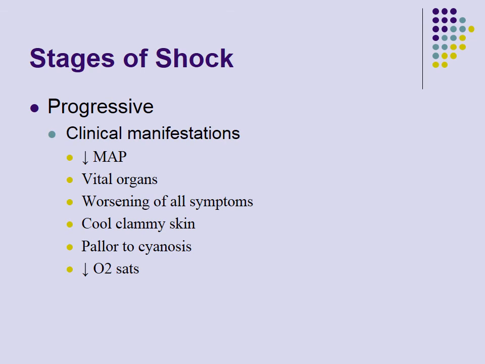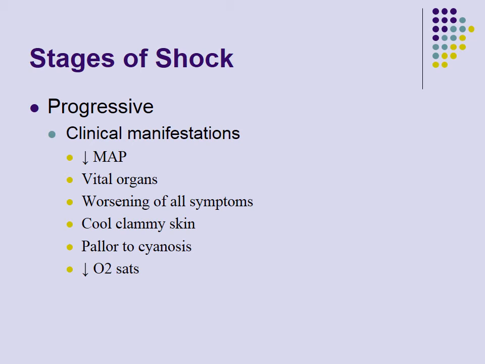The third stage of shock is progressive. The clinical manifestations that we'll see here are your mean arterial pressure continues to drop, now about 20 lower than your baseline. Your vital organs are now getting hypoxic, and all of the symptoms are worsening.